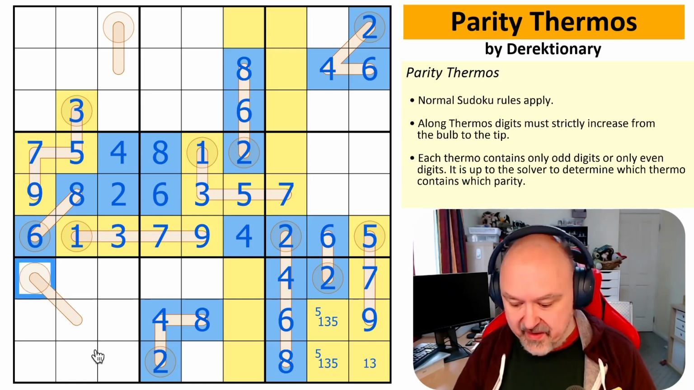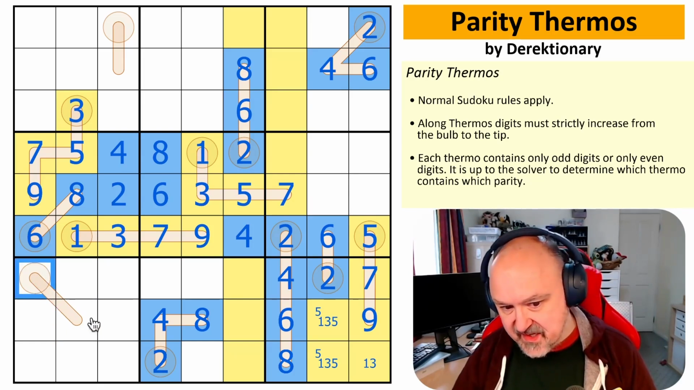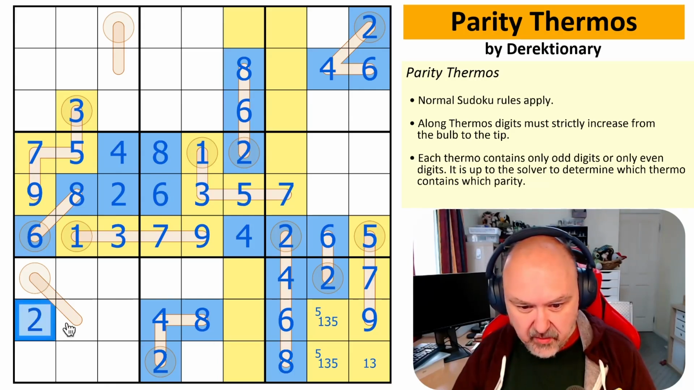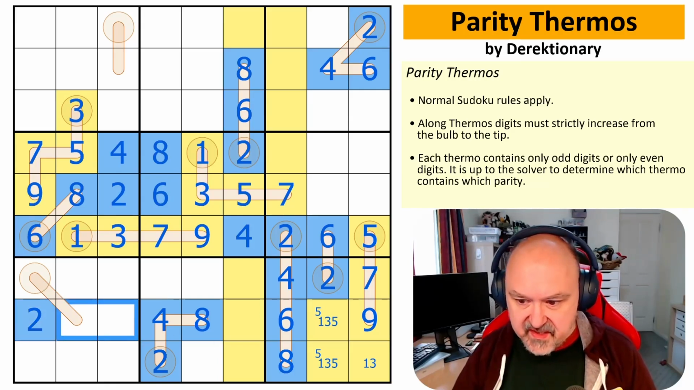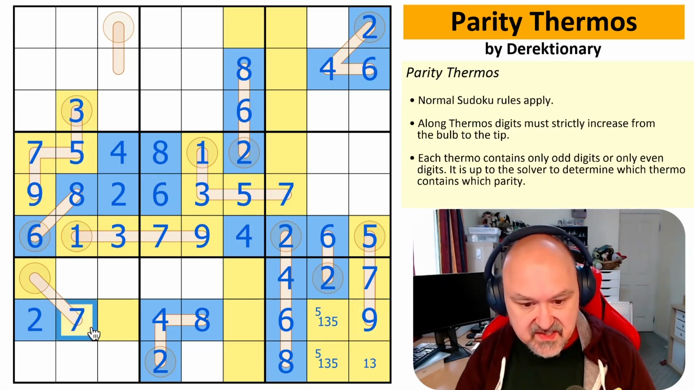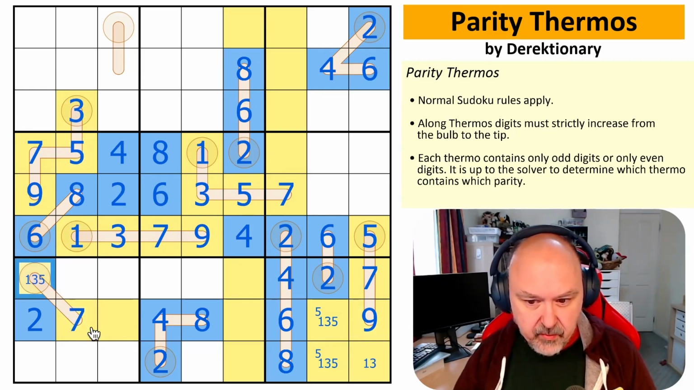If I put 2 there, that would have to be a 0, and that, while being considered even, is not a valid Sudoku digit, and I can't put 2 there. So that is the 2, which finishes that off. And these are now odd, which makes that odd, because it's part of the same thermo. This has a maximum of 7. It has to be 7 because it says 1, 3, 5, and 9. So this is 7. So this is 1, 3, or 5.